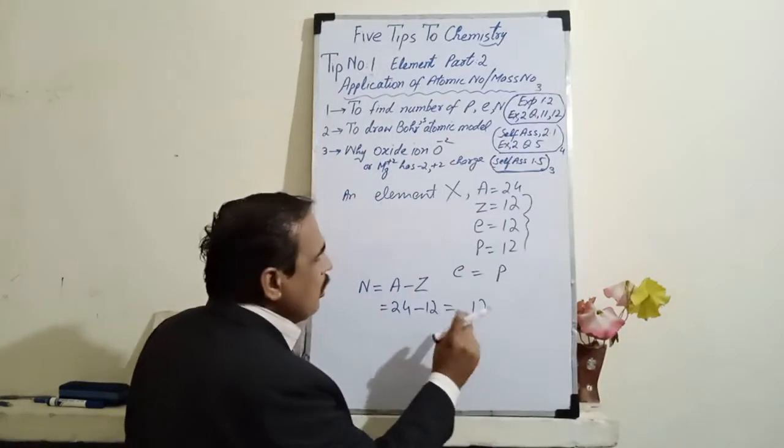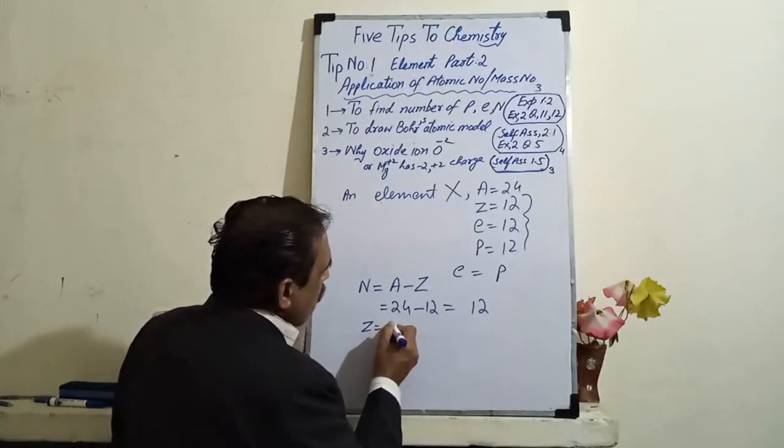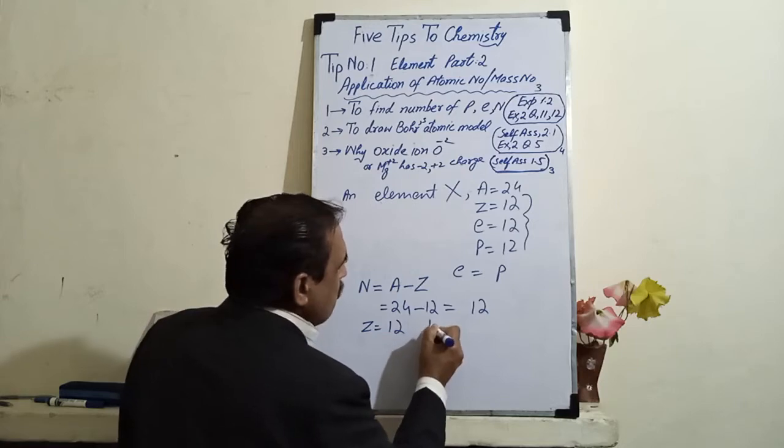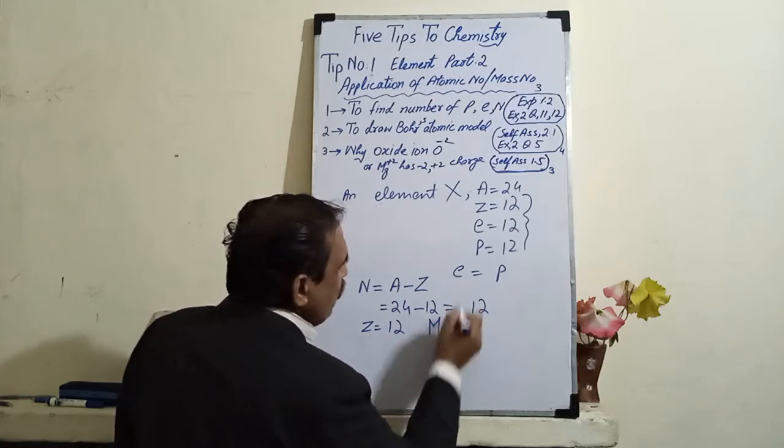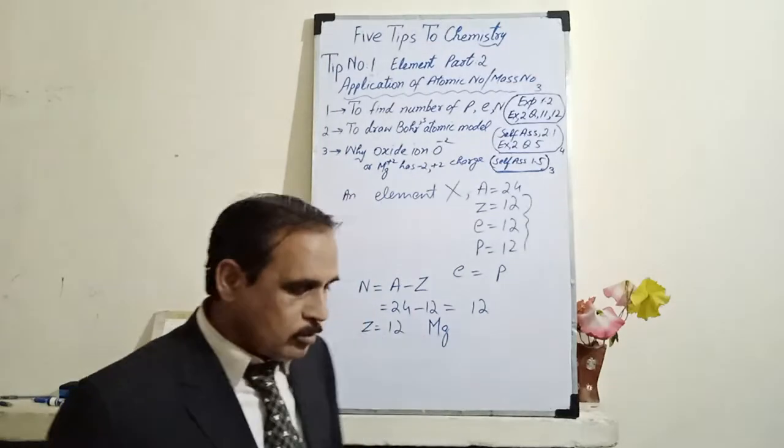You can tell me atomic number 12 is of magnesium, whose symbol is Mg. You can tell also its name.